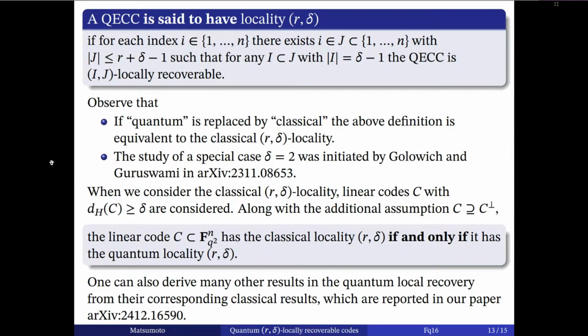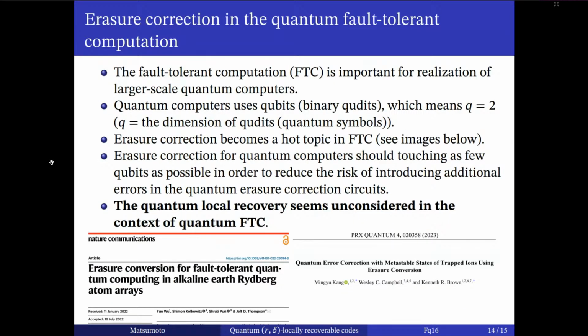So this is the end of our result, but I would like to talk about some open problems. This is a recent trend in quantum information processing. This is the title of a paper, and the point is that erasure correction is a hot topic in quantum computers. And when quantum computers use qubits, binary qubits, it means the quantum symbol size q is equal to 2. So this is the point of this page.